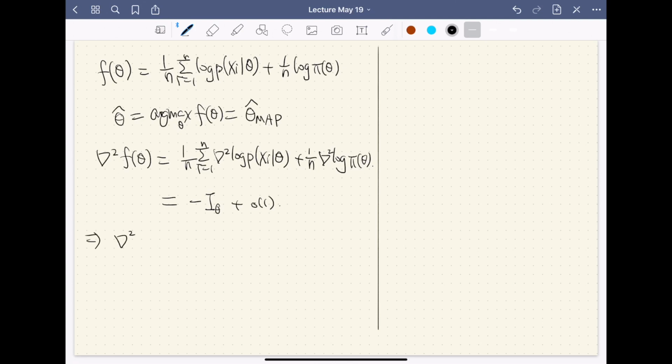That is, if we evaluate the Hessian matrix of the f function at its maximizer, then this is approximately the Fisher information evaluated at the estimator as well. Okay, of course, if you want to prove that, you have to assume that the Hessian is continuous with respect to its parameter, and the theta hat is also consistent. Okay, so now we can apply the Laplace approximation formula.